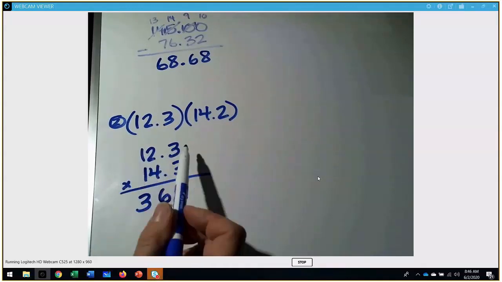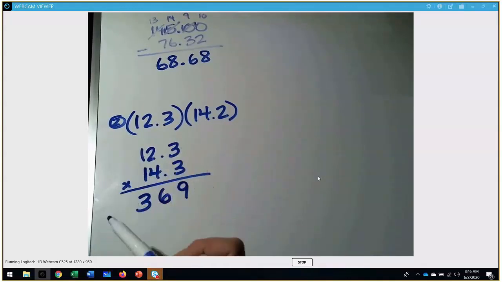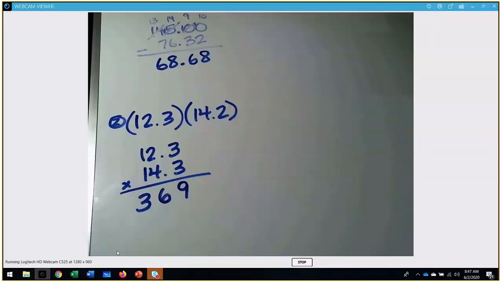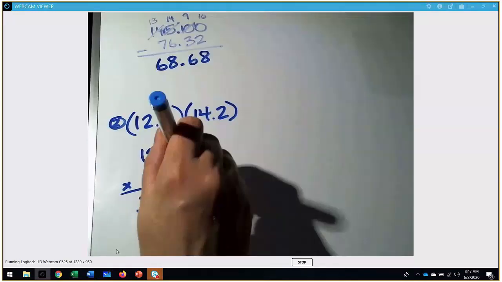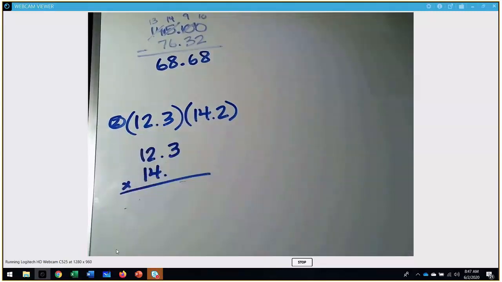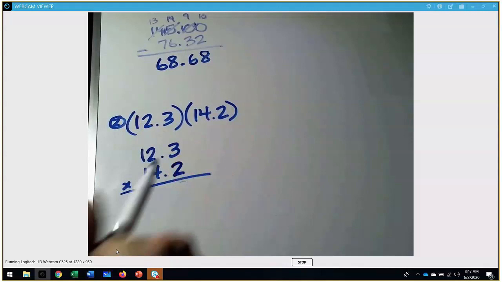Ignore the decimal. Ms. Walker, it's supposed to be 14.2. Was it? Let me see. 14, yeah. Oh, I'm sorry. Thank you. Okay, let's try it again.